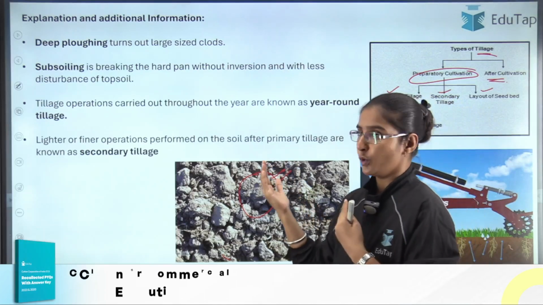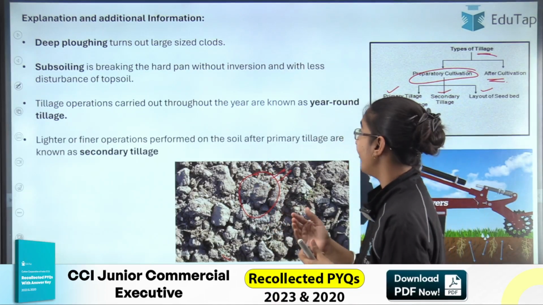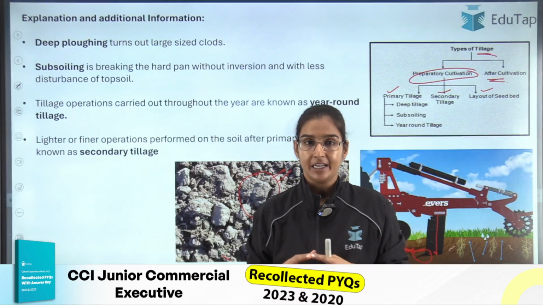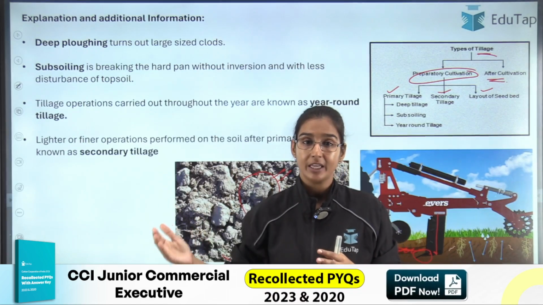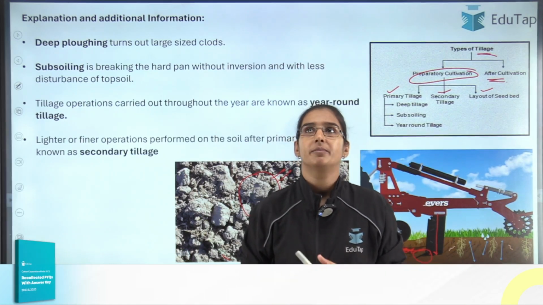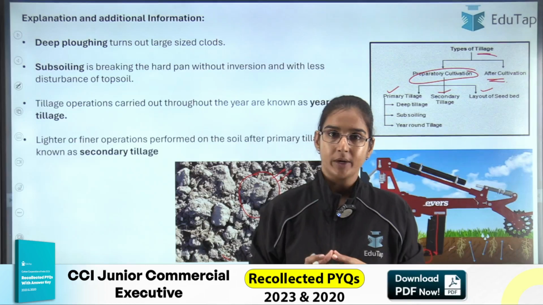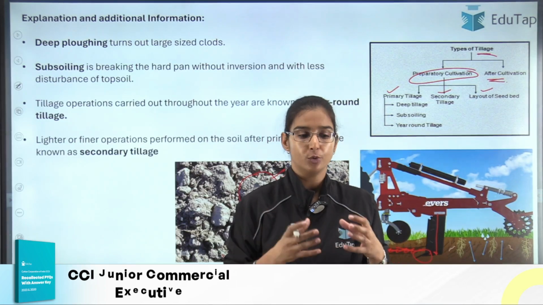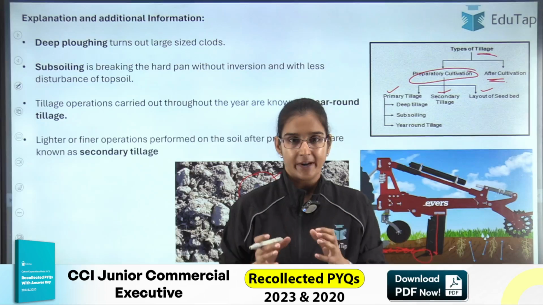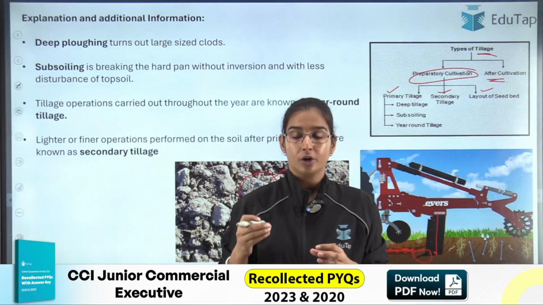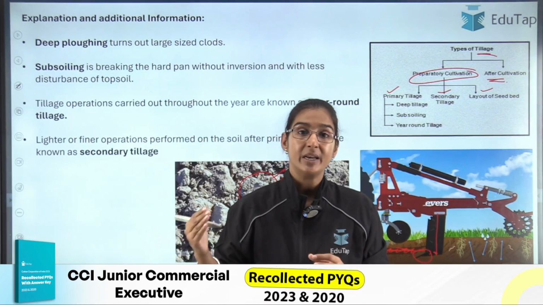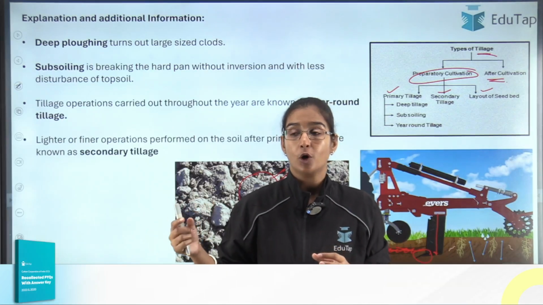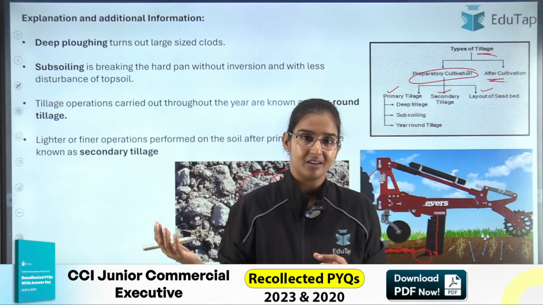Then we have subsoiling. I have already explained that to you. Then we have year-round tillage. Now year-round tillage, again as the name itself suggests, is that tillage which keeps on happening for the entire year, right? For example, in certain dryland regions, before sowing the crops, you carry out the tillage operations to prepare the soil, right? Then when the crop has been harvested, when the land has been kept fallow, even at that time you carry out operations to ensure that no weed growth happens in that time period, right?